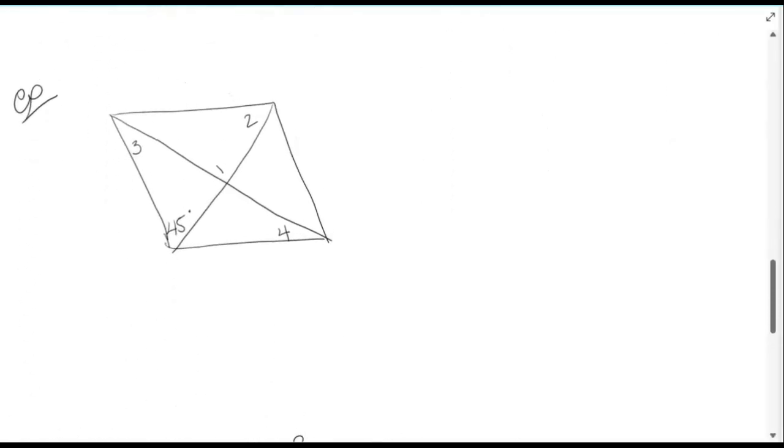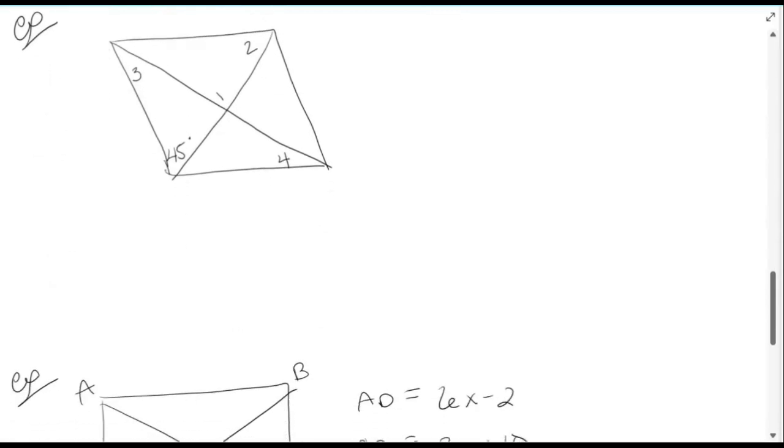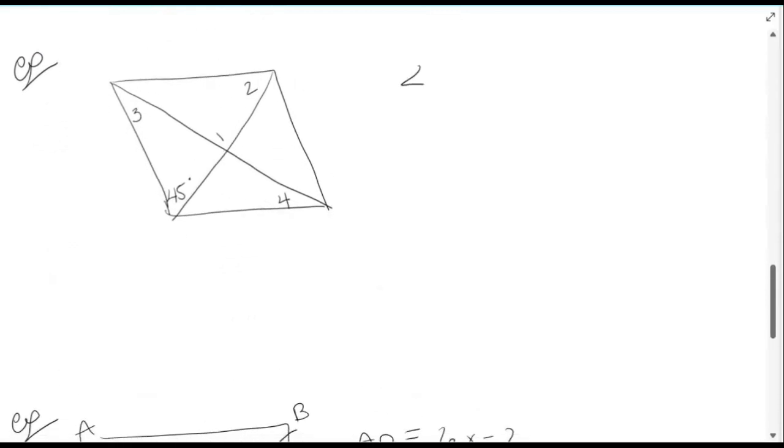All right, what about this guy? Angle 1 falls right in the middle here. And remember, we had a theorem that said that the diagonals of a rhombus are perpendicular, meaning they form these right angles, meaning that angle 1 has to be 90 degrees.